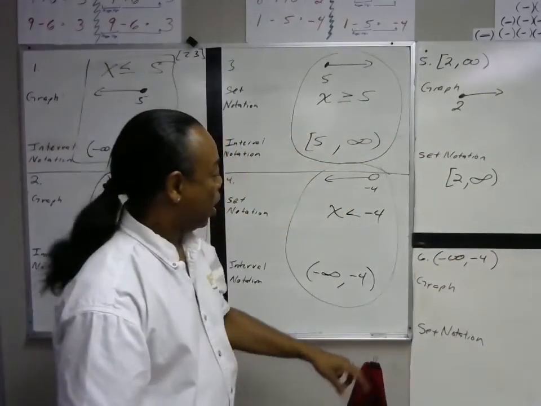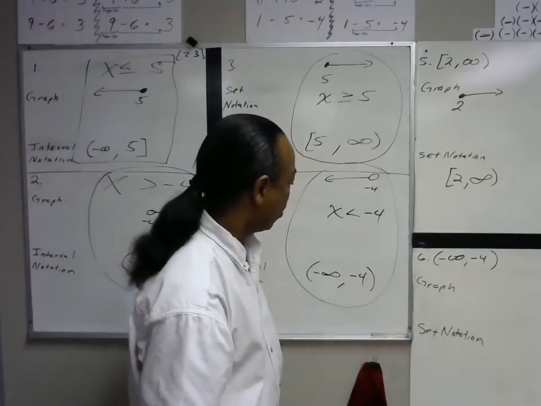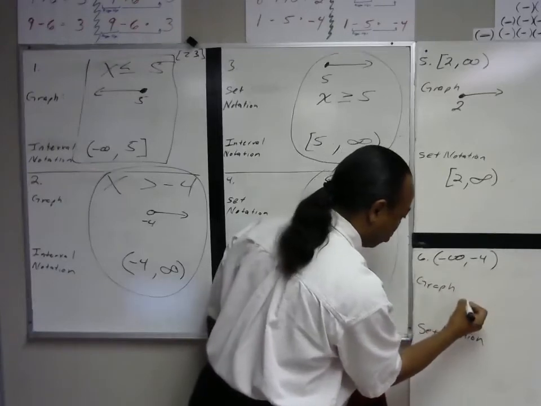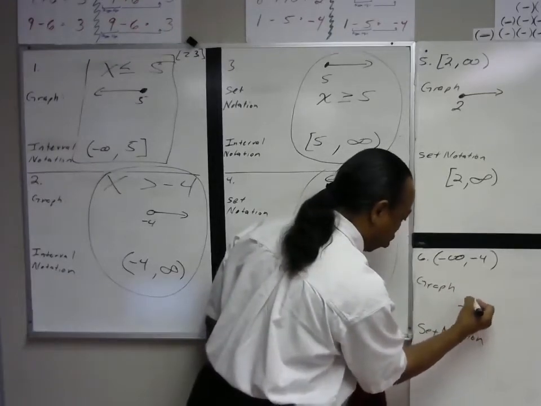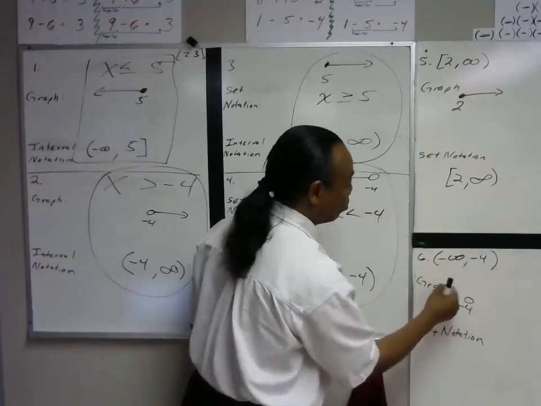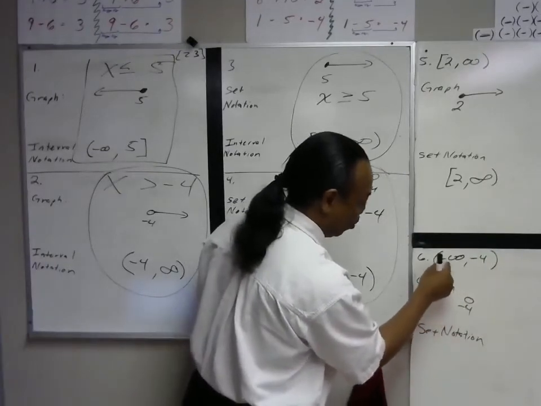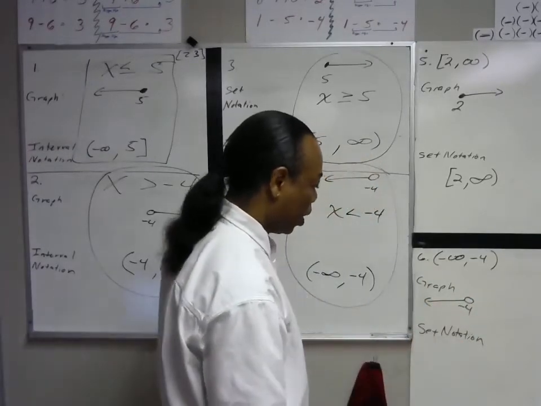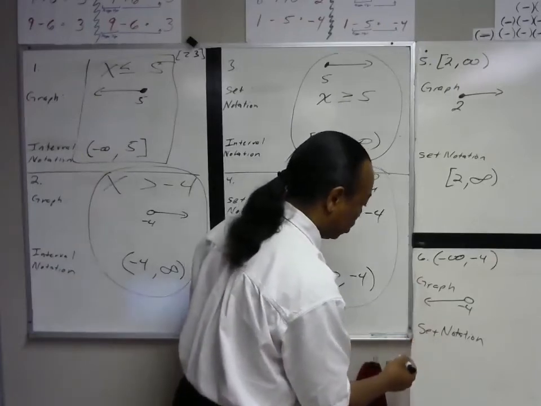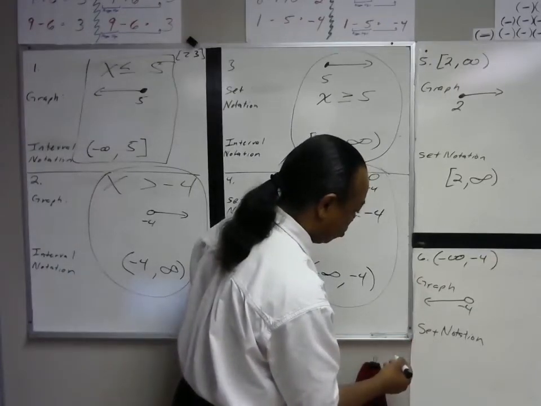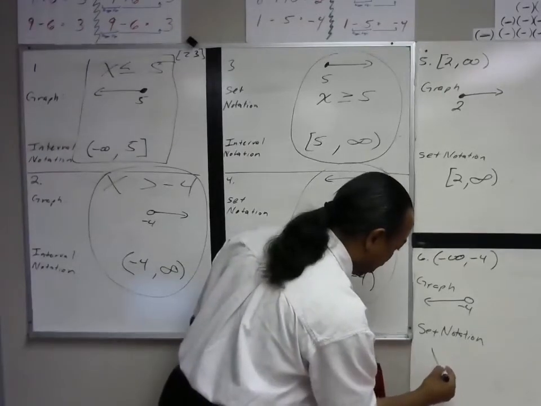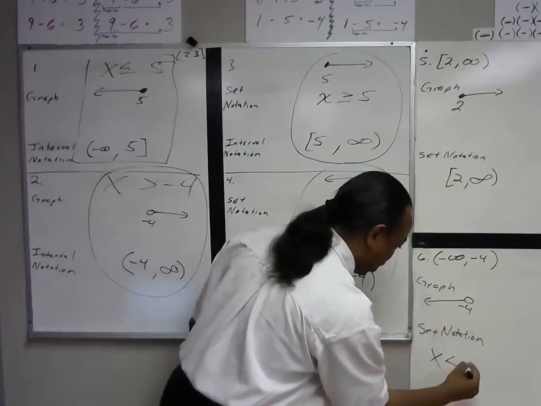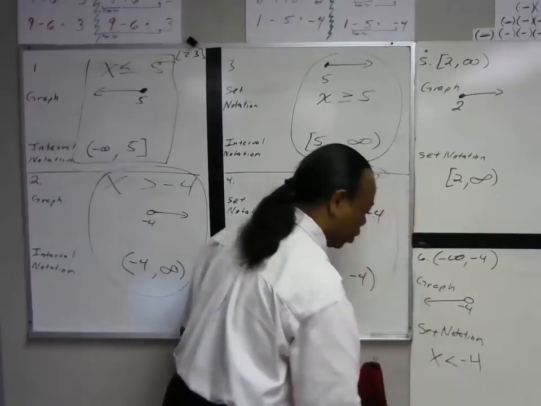Okay. Number 6, we have our interval notation. The graph of this is we have -4, and we'll open circle at -4 because -4 is not included. And this is to the left because it's negative infinity, so we graph here to the left, and that's finished. Now the set notation that represents this would be x, always on the left side, is going to be less than -4. Finish.